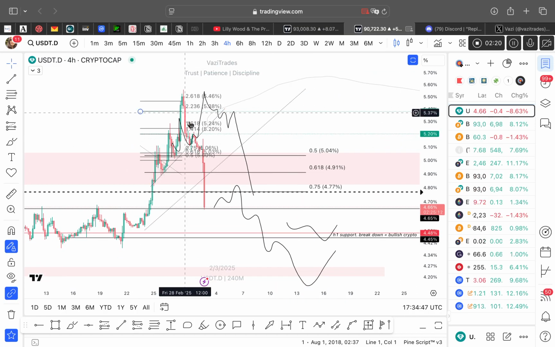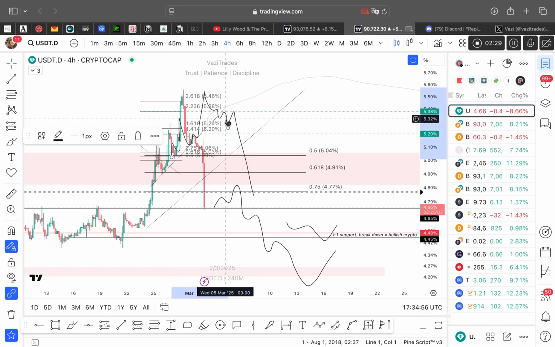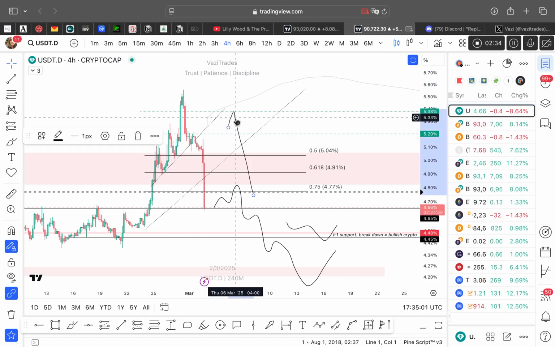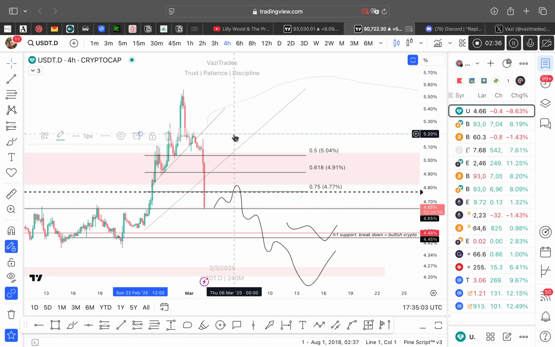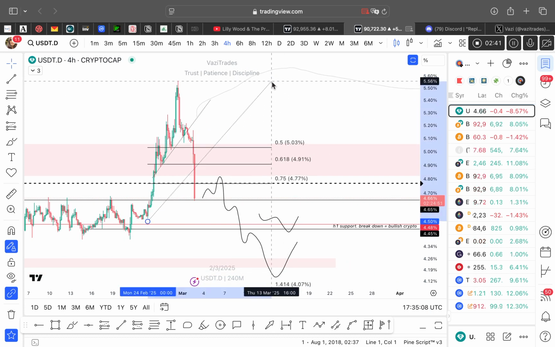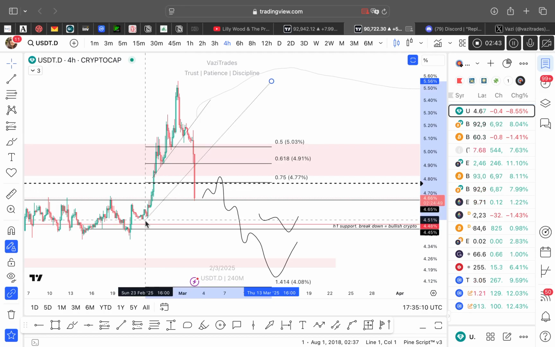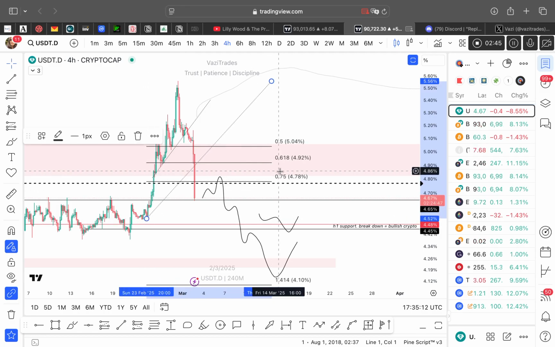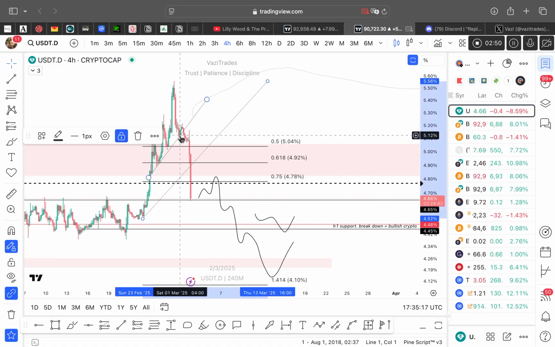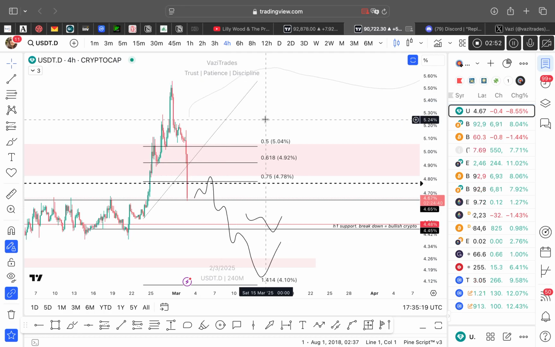And so far, from my last TA, we can see how perfectly it played out, and I'm super satisfied. With this, I can delete it. We don't need this anymore, right? So right now I have these levels. I took this low and this high, and I put fibs. Also, let me delete this, right?